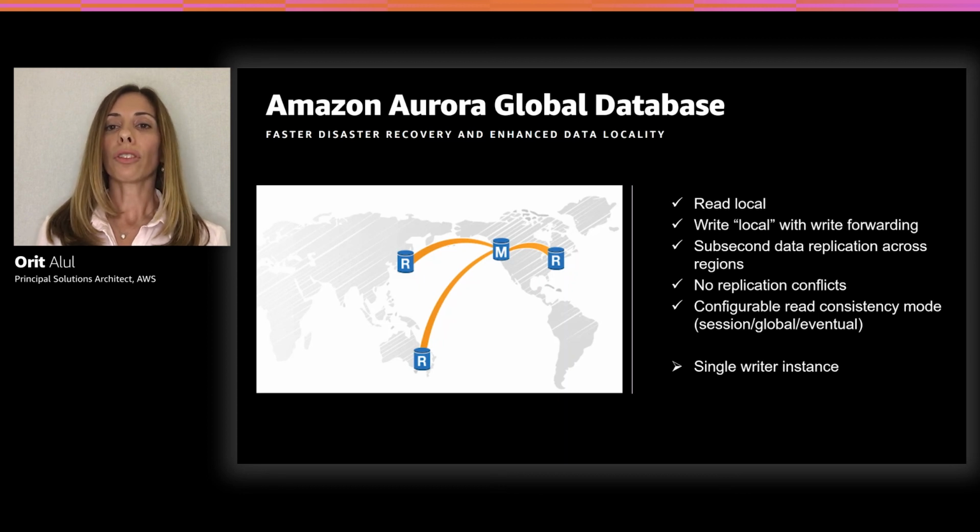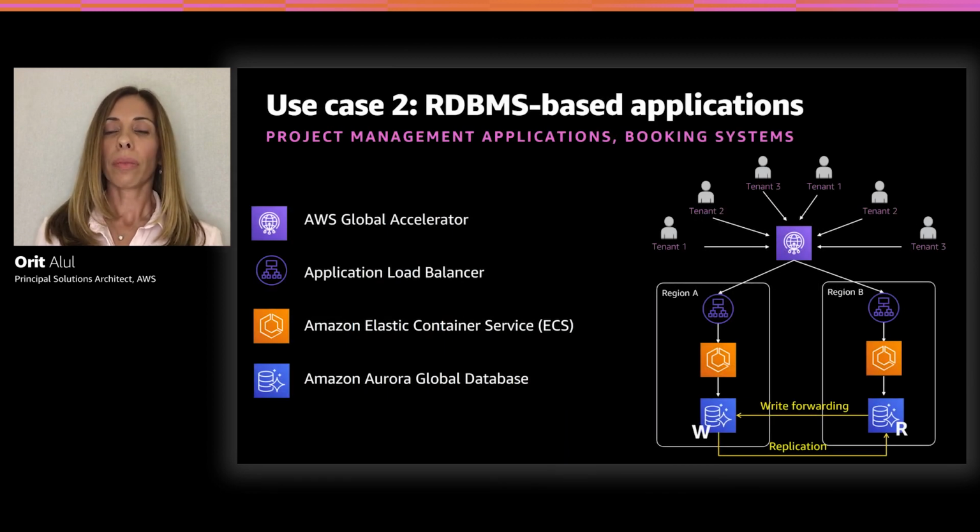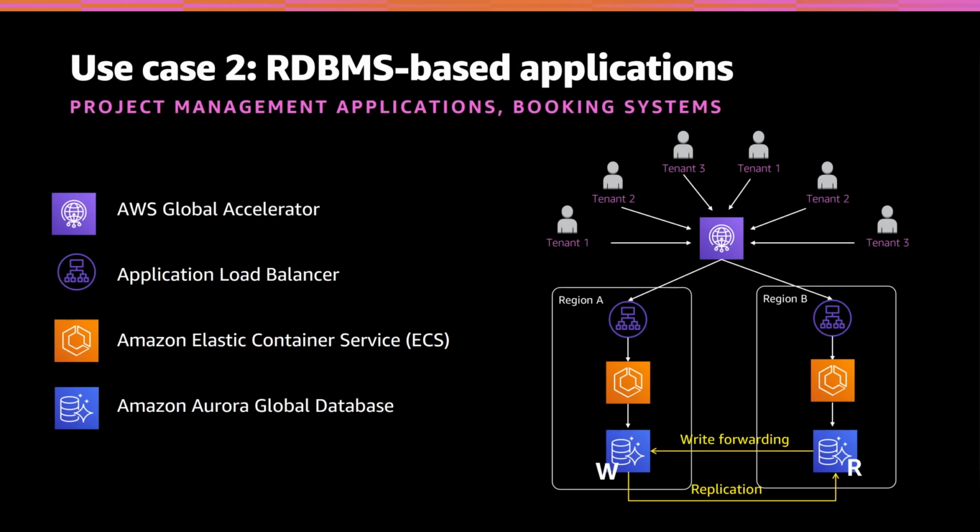And read after write consistency can be set at the session level. Read replica write forwarding supports 3 consistency modes for read after write consistency: session consistency, global consistency, and eventual consistency. And the consistency mode can be set as a parameter in the database session.